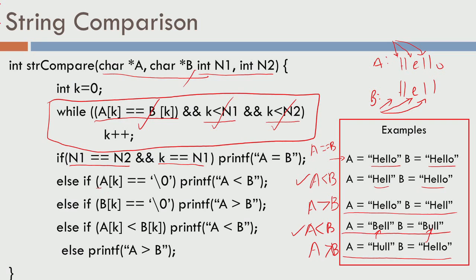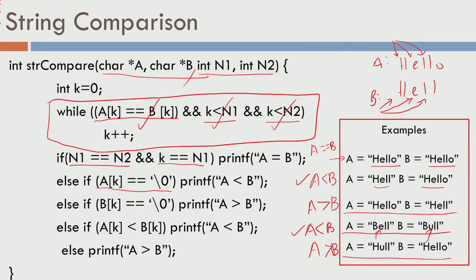Else, you ran out of characters in A, but the first N1 characters in A and B are the same, and there are more characters in B to process, which means you have a word which is shorter than the other word. For example, hell is shorter than hello, and hell is a prefix of hello. In this case, A is less than B. If you ran out of characters in B, and if you still have characters in A, and if the first N2 positions matched, then you print A is greater than B.